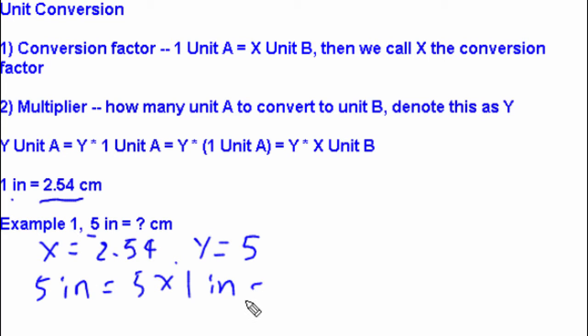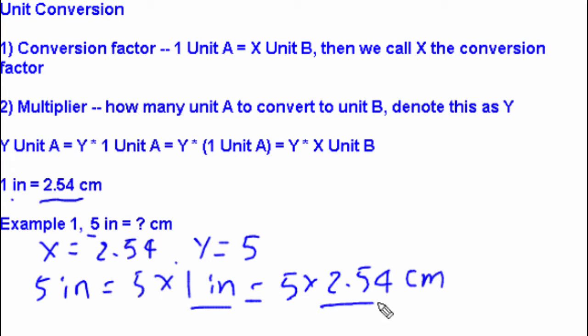And that's going to be equal to 5 times 2.54 centimeters. This is just a simple substitution from our basic conversion factor equation. If you punch the number into the calculator, you will have 12.7 centimeters. There you go. We have just converted 5 inches into 12.7 centimeters. So that's our first example.